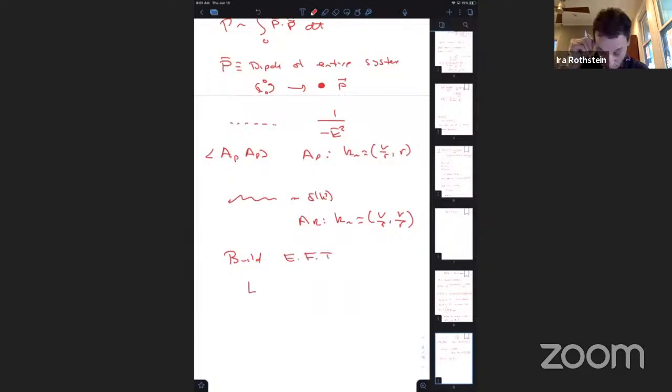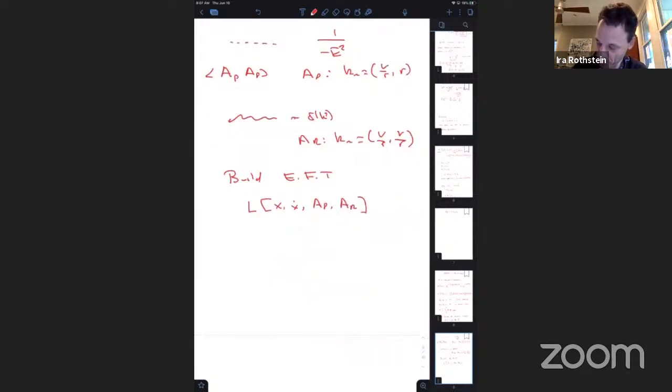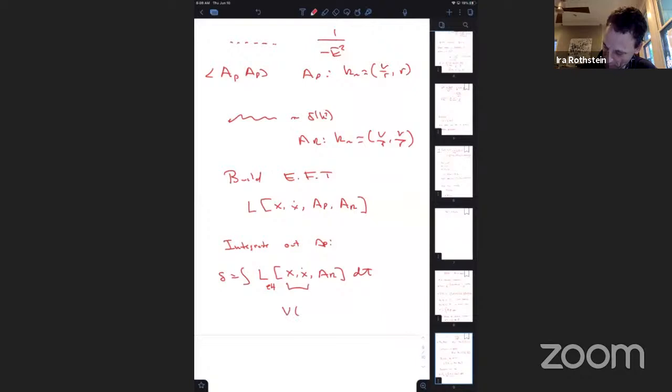Where now L was a function of x dot, a potential, and a radiation field, okay? And then we integrated out the potential to yield some action that only depended on the radiation field and the positions, where this included the dependence on the leading order Coulomb potential, and then we had the subleading order v squared potential, which depended on x and v, okay?